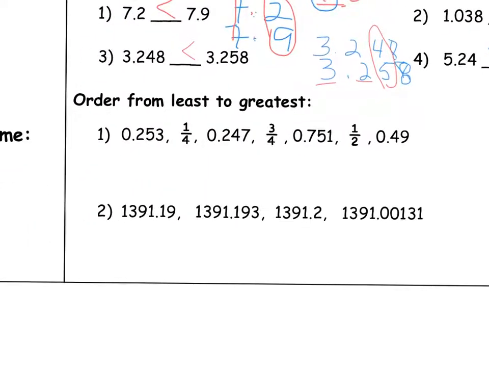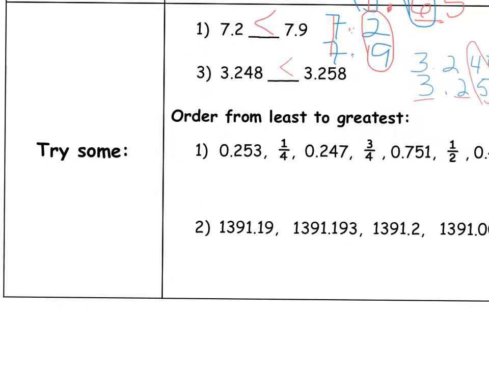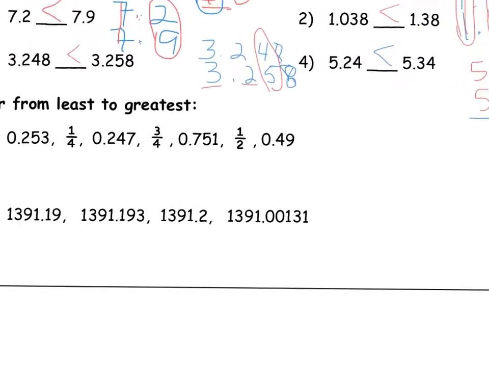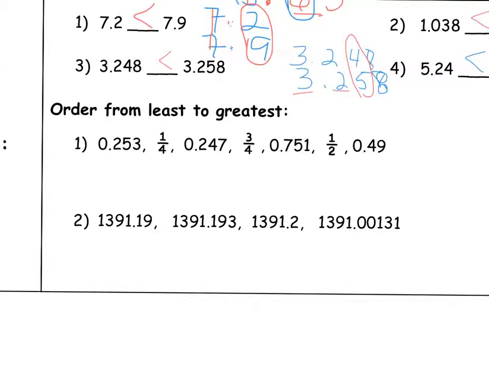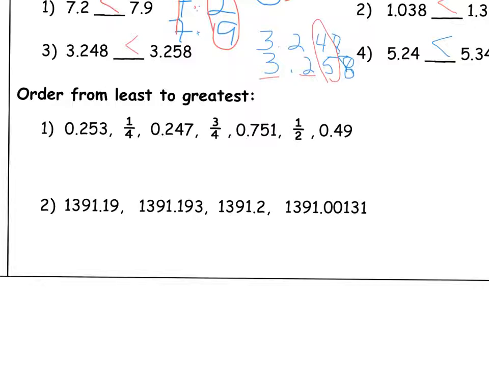All right, so ordering from least to greatest. First of all, I have all these numbers. You notice some of them are decimals and some of them are fractions. So you have to make sure they're all in the same form first. So I noticed that 1/4 is a fraction, and I have to change that to a decimal. Well, 1/4 as a decimal is 0.25 or 25 hundredths.